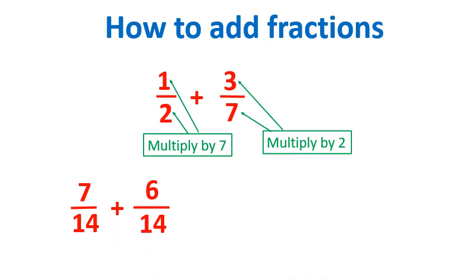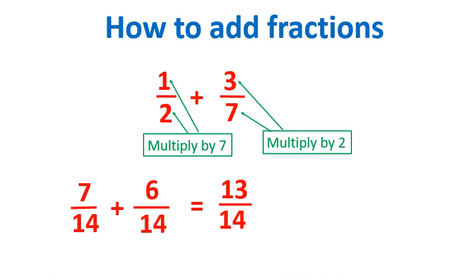Now we've got the denominator as being common. We have a common denominator. We have the same denominator in each fraction. And now we just add the numerator straight across. So 7/14 plus 6/14 is 13/14.